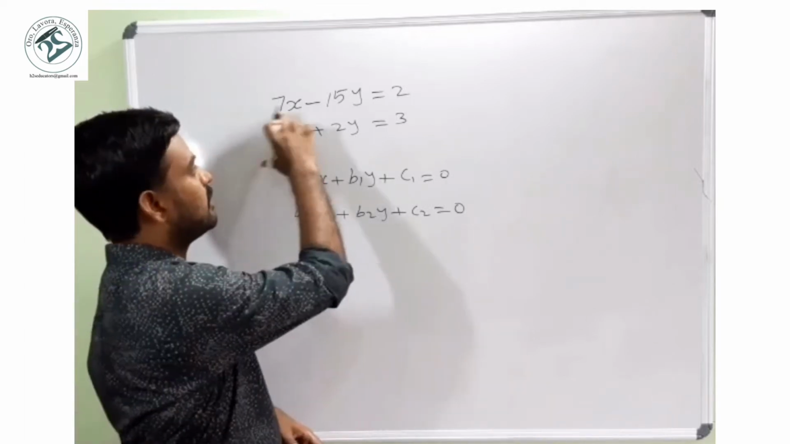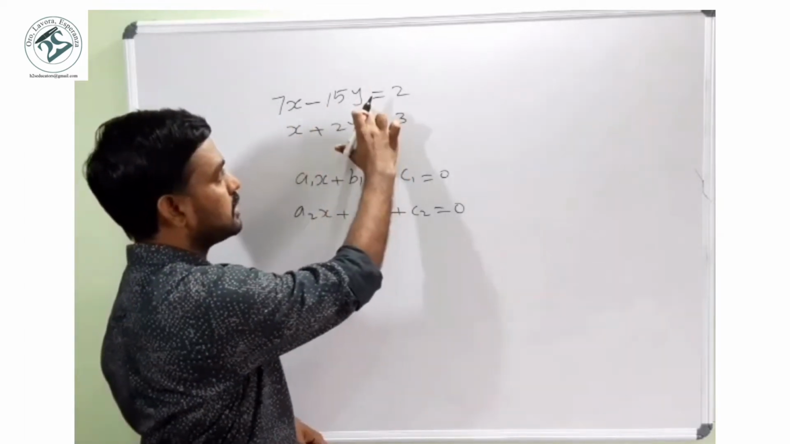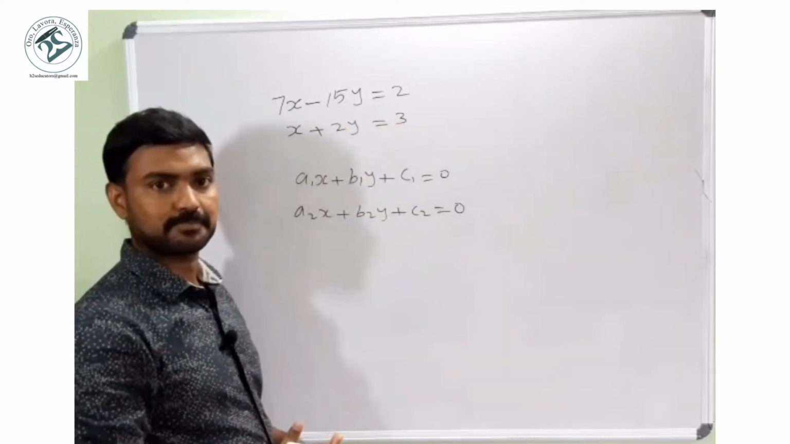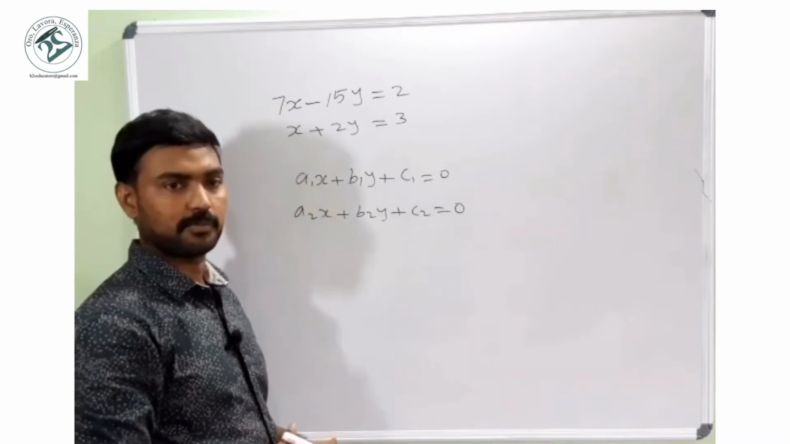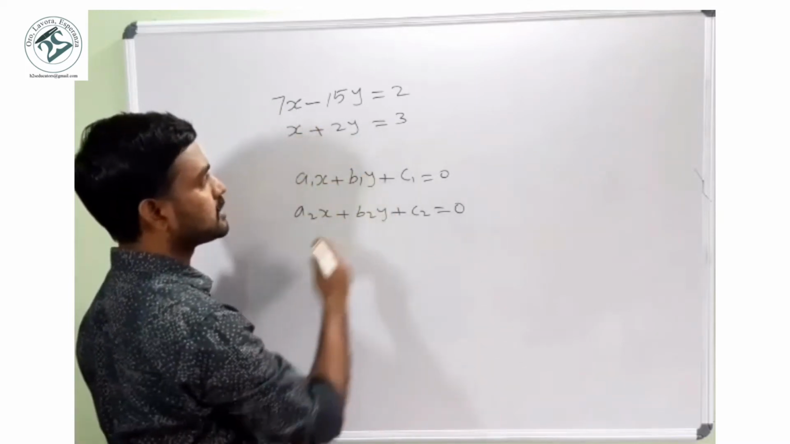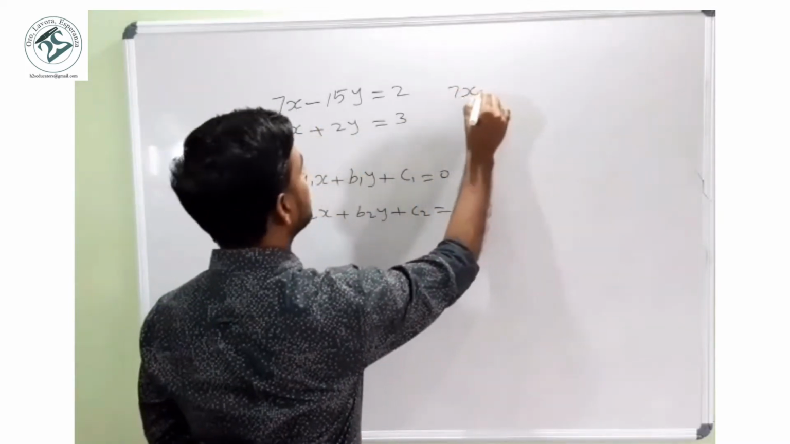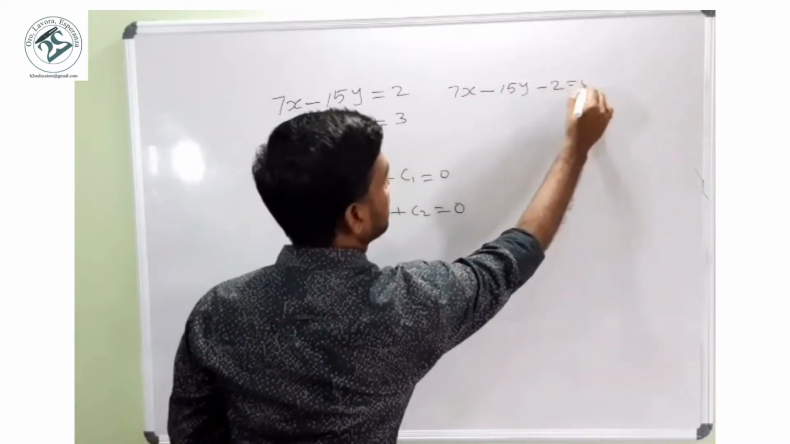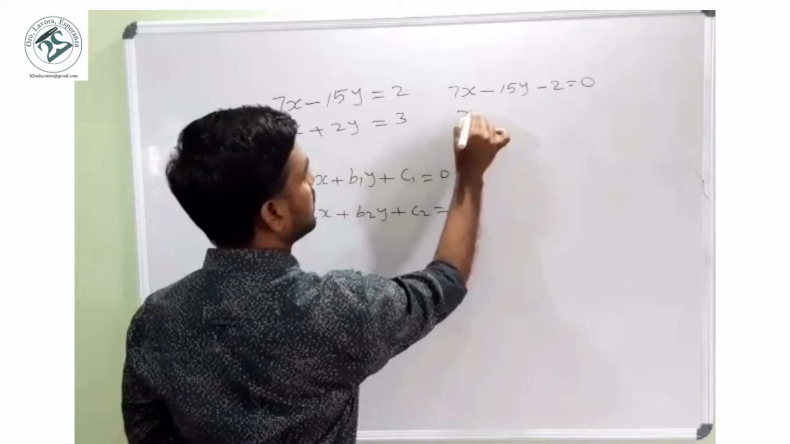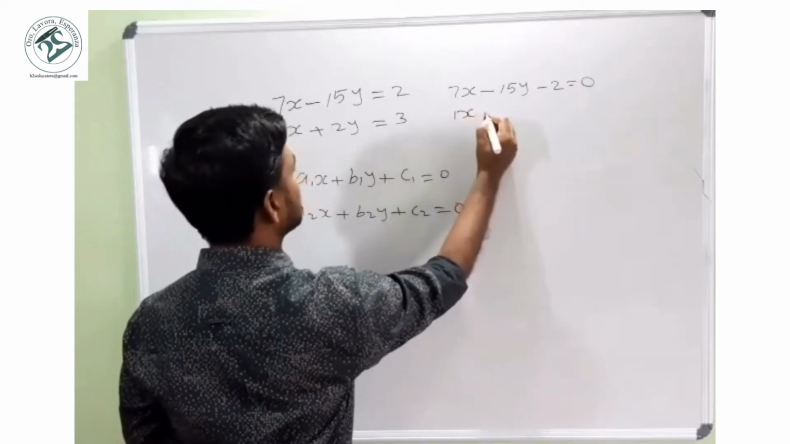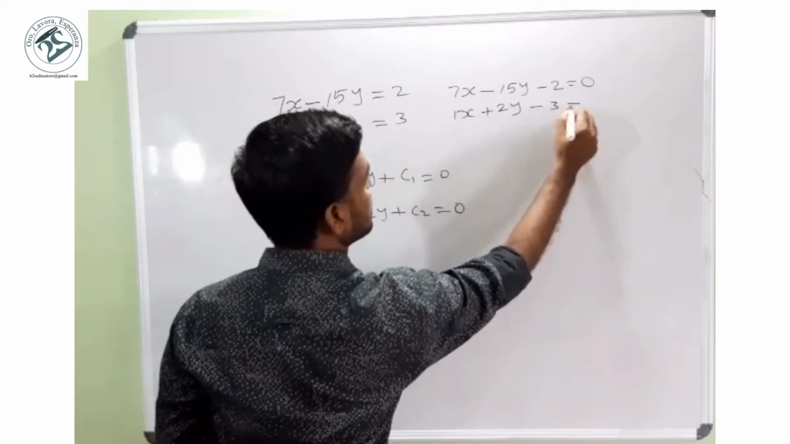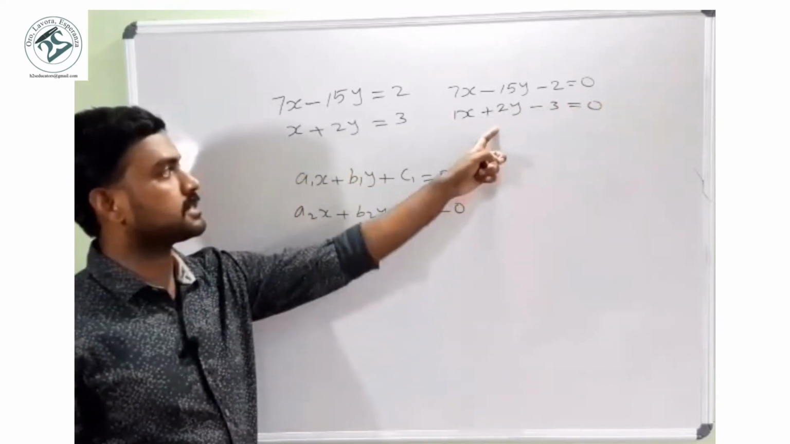So here 7 minus 15, this 2 brings to this side, it will be minus 2, and 3 brings to this side, it will be minus 3. So it will be in standard form. So we can write the standard form of this equation: 7x minus 15y minus 2 is equal to 0. Here x means 1x, plus 2y minus 3 is equal to 0. This is the standard form.